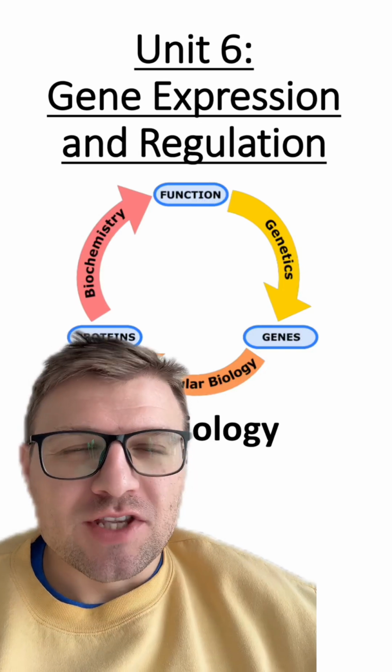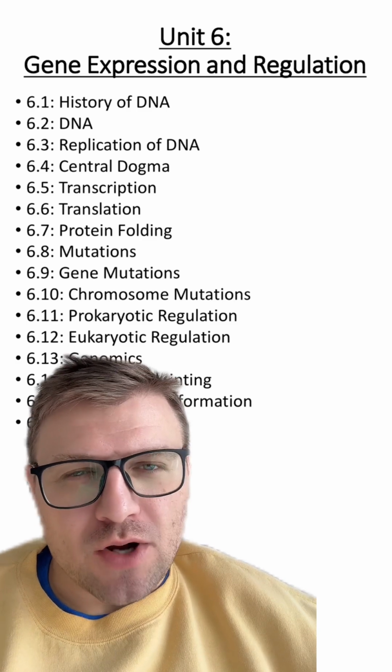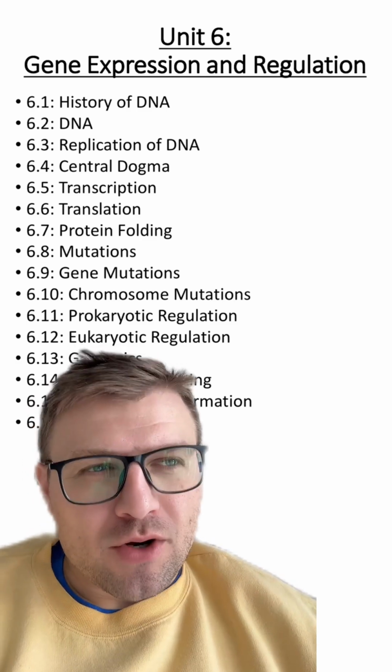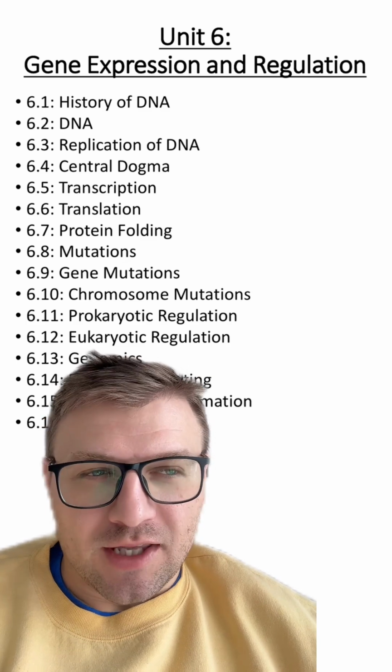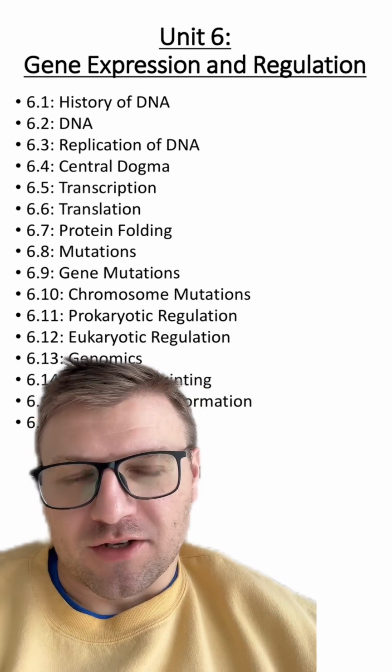Hello AP Biology students, let's go over the 11th section in Unit 6. And in this section we're going to talk about something called prokaryotic regulation. Remember that prokaryotes are cells that lack a nucleus and they're typically smaller than eukaryotic cells. An example of prokaryotic cells would be like bacteria.